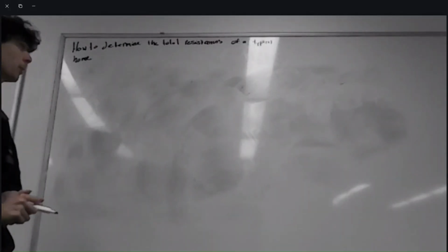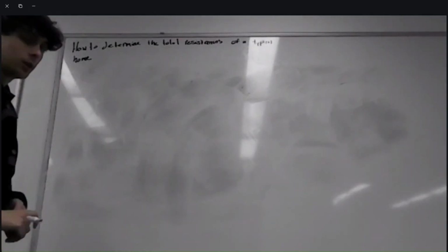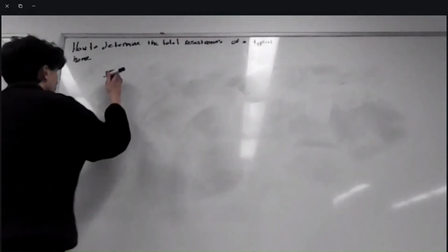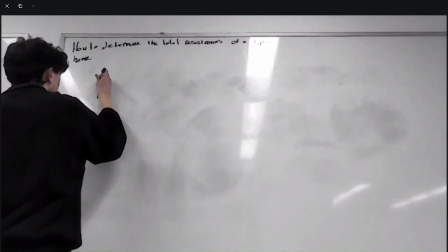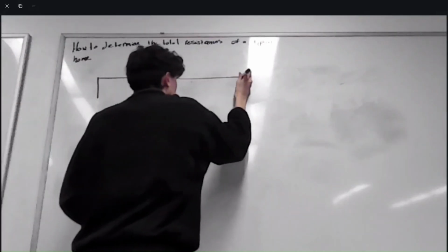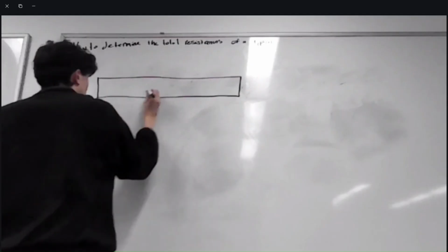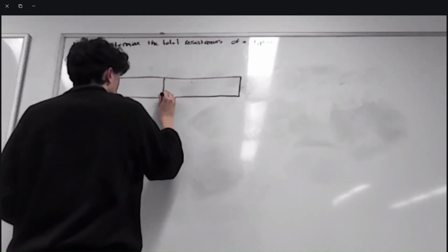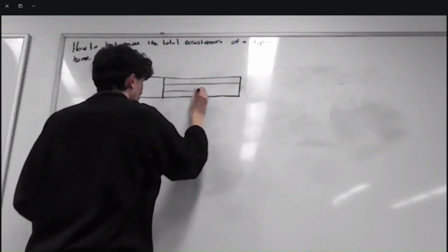So today we're going to be determining the total thermal resistances of a typical home. So first we're going to draw out our problem. And this will be with a window as well. So we have a double pane window with argon in the middle.